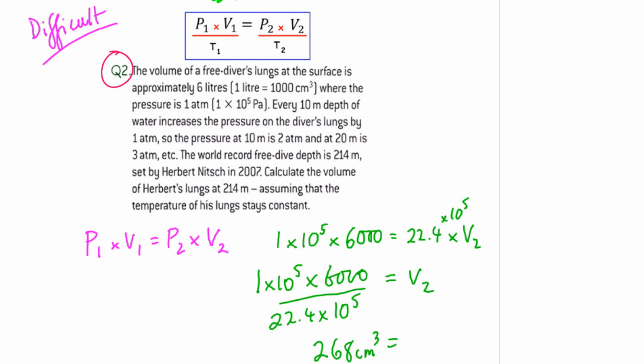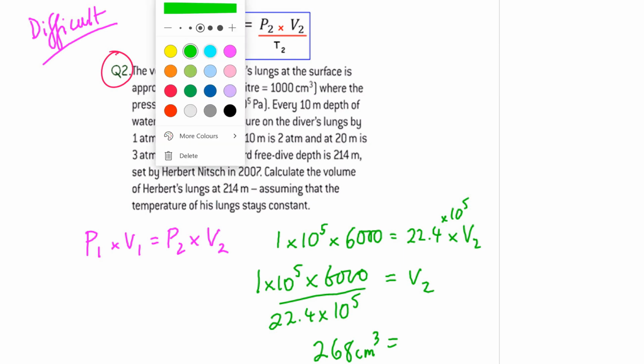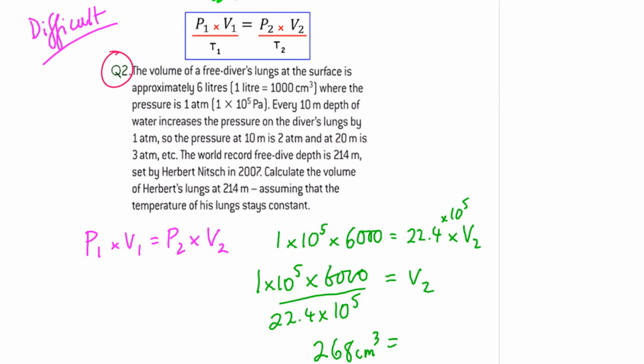So we've got the volume, 6,000 centimetres cubed, 6 litres. We've got the pressure, 1 atmosphere. Every 10 metres depth of water increases the pressure of the diver's lungs by 1 atmosphere. The world record free dive depth is 214 metres. Calculate the volume of his lungs.